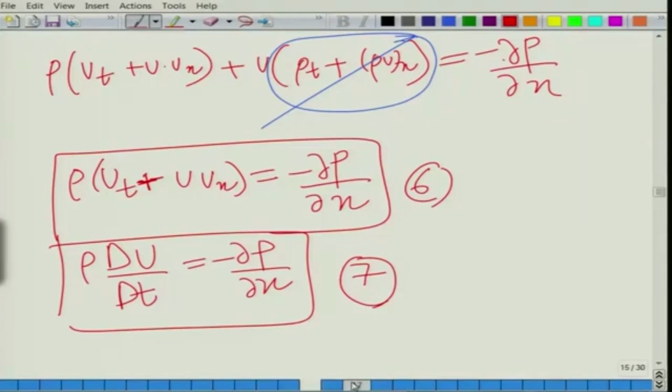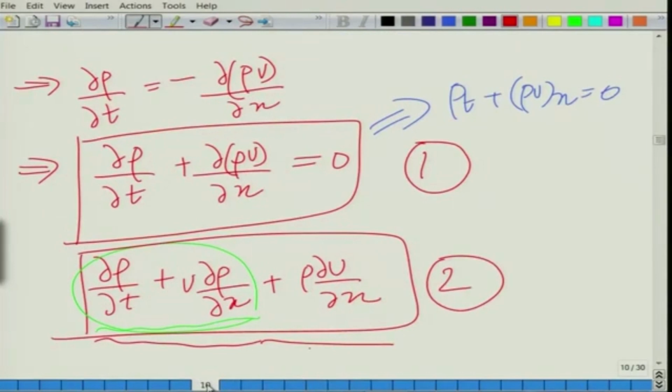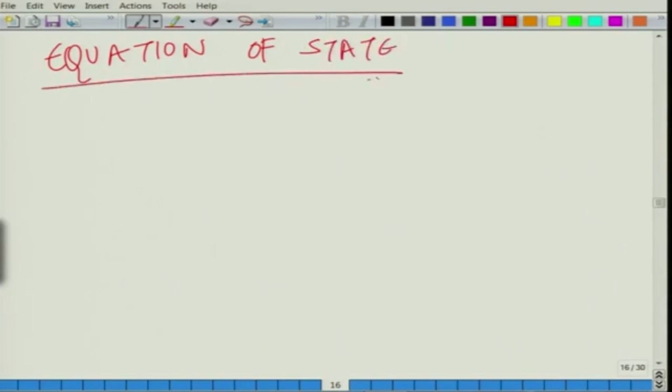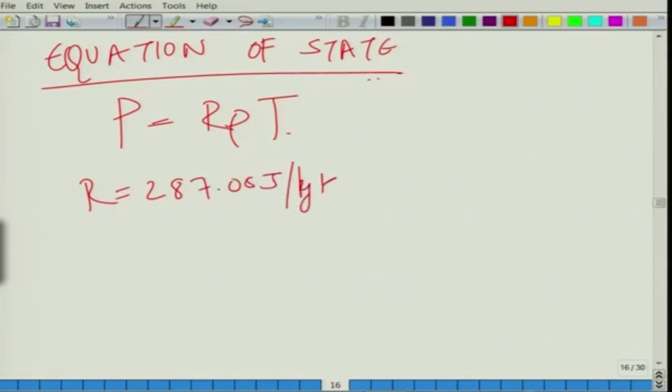We will keep this equation 6 as well as equation 2, which would be of importance to us. We will keep these equations aside. In the meanwhile, we will focus on the equation of state. So, instead of using a conservation equation, we are using the equation of state, and one well known equation for a perfect gas is that pressure is the universal gas constant times density times the absolute temperature T, where R is typically 287.08 joule per kg per Kelvin.